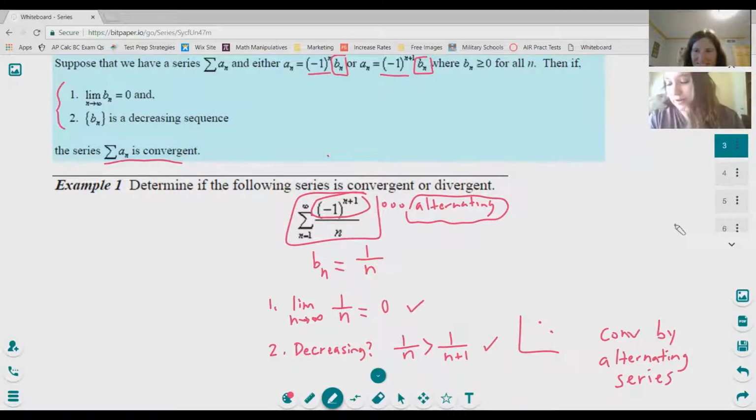Questions on that? Are we going to do conditional with absolute? Yes, I actually think that's what I have next.